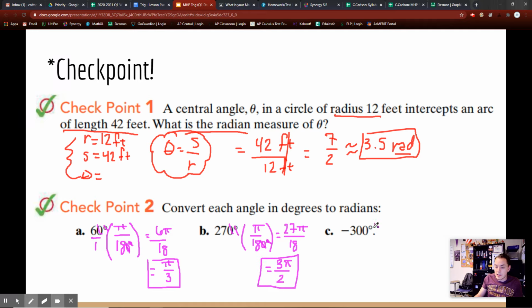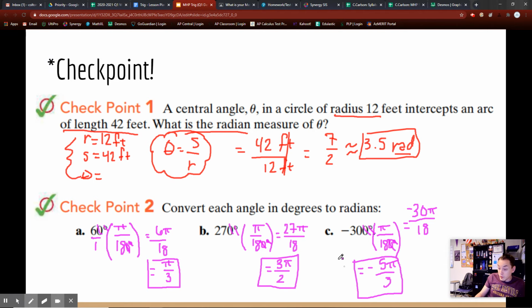Perfect. And then this one right here, negative 300 degrees, I have pi all over 180 degrees. Degrees go poofy, 10 goes poofy, so this leaves me with negative 30 pi all over 18, which reduces down to negative 5 pi all over 3 radians. Okay, so if you got those correct, awesome.